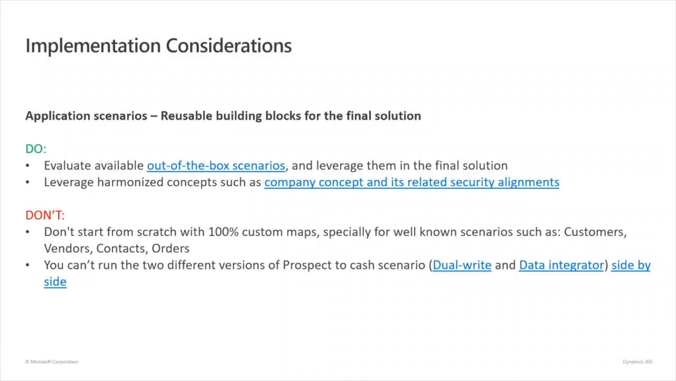One of the things you want to consider is that you cannot run the two different versions of the prospect to cash scenario. We previously shipped one version with data integrator, and today we have another version on dualwrite. Those two versions cannot be run side by side. So for that, we have a migration path already in preview to move you from the data integrator to the dualwrite version.